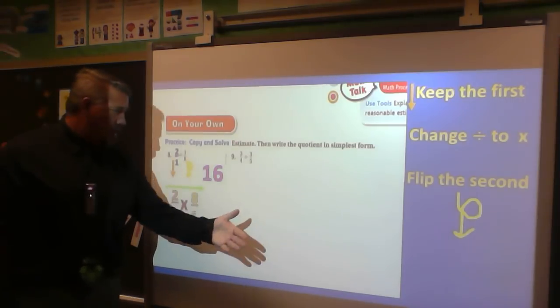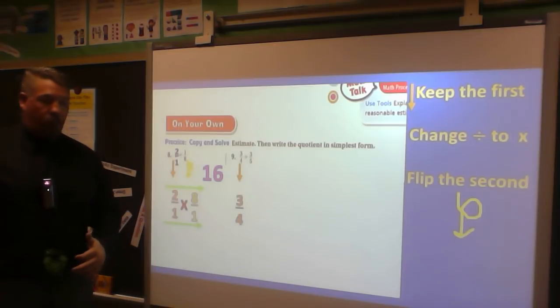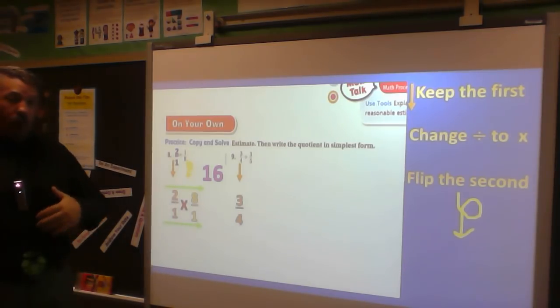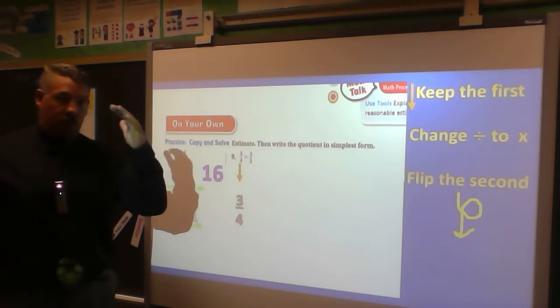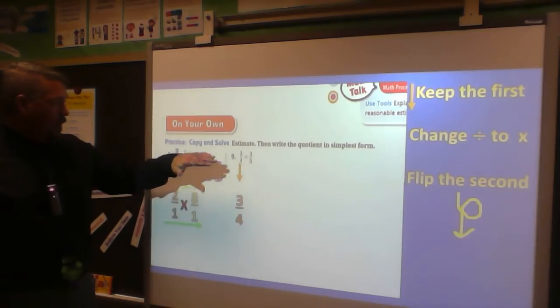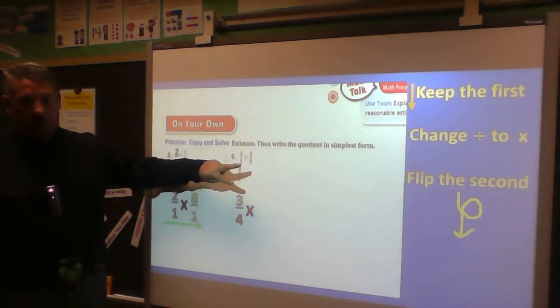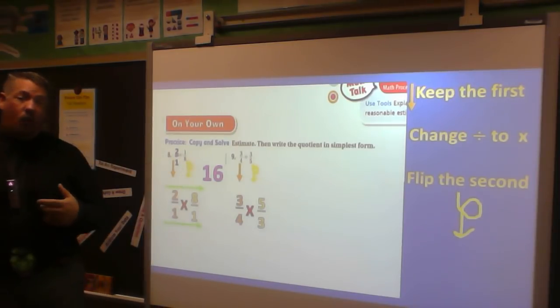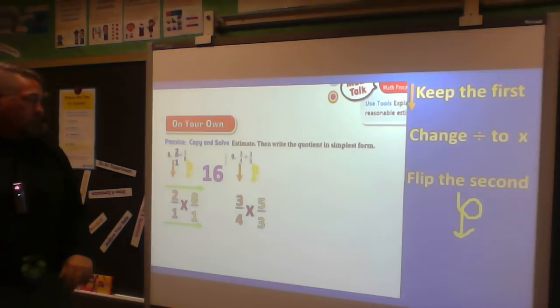Number 9, same thing. I'm going to go through my 3 steps. I'm going to keep my first one, so I'm going to bring down 3/4. I'm always rewriting these, right? So that I can see how I'm setting it up instead of trying to do all this mental math, because the mental math is really what's messing some of us up. Division is going to become multiplication, and then I'm just going to flip that second fraction. Once again, that word is reciprocal when I take a fraction and I turn it upside down.